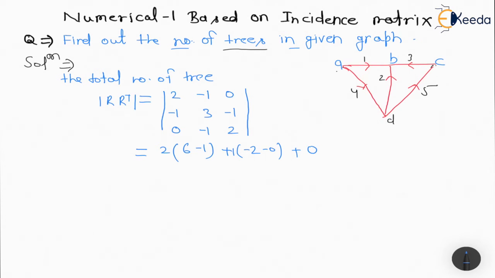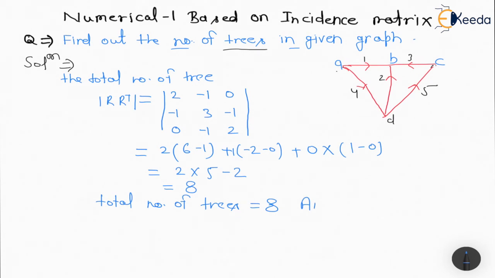Plus 0 into (1 minus 0). So here it will be equal to 2 into 5 minus 2, that is equal to 8. So the total number of trees will be equal to 8. So here is our answer. Thank you.